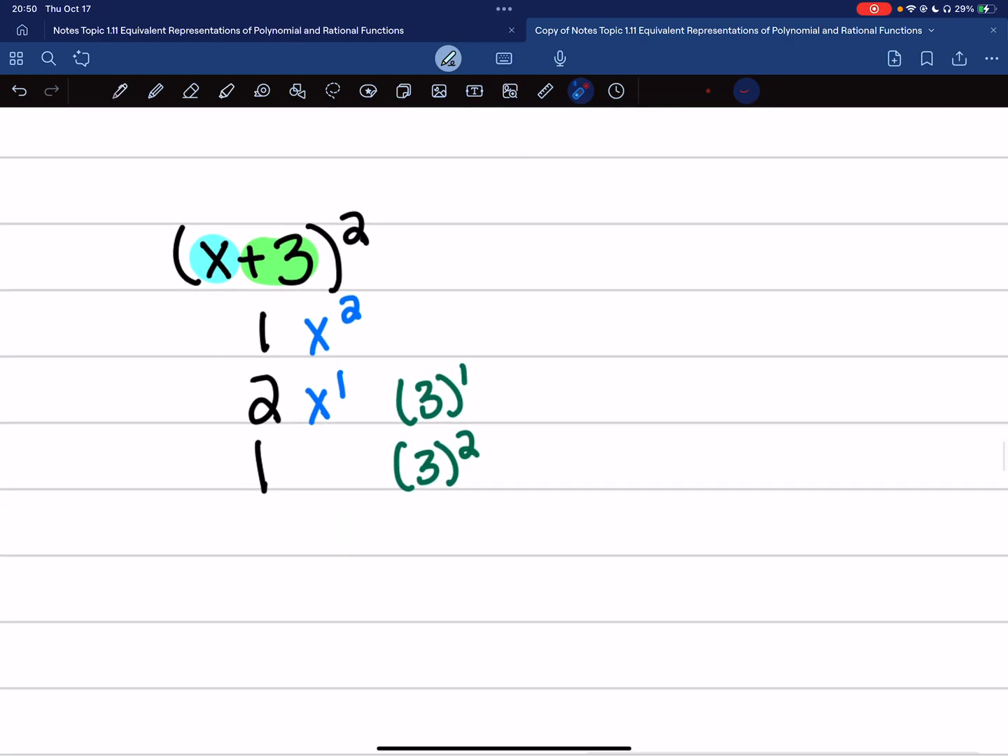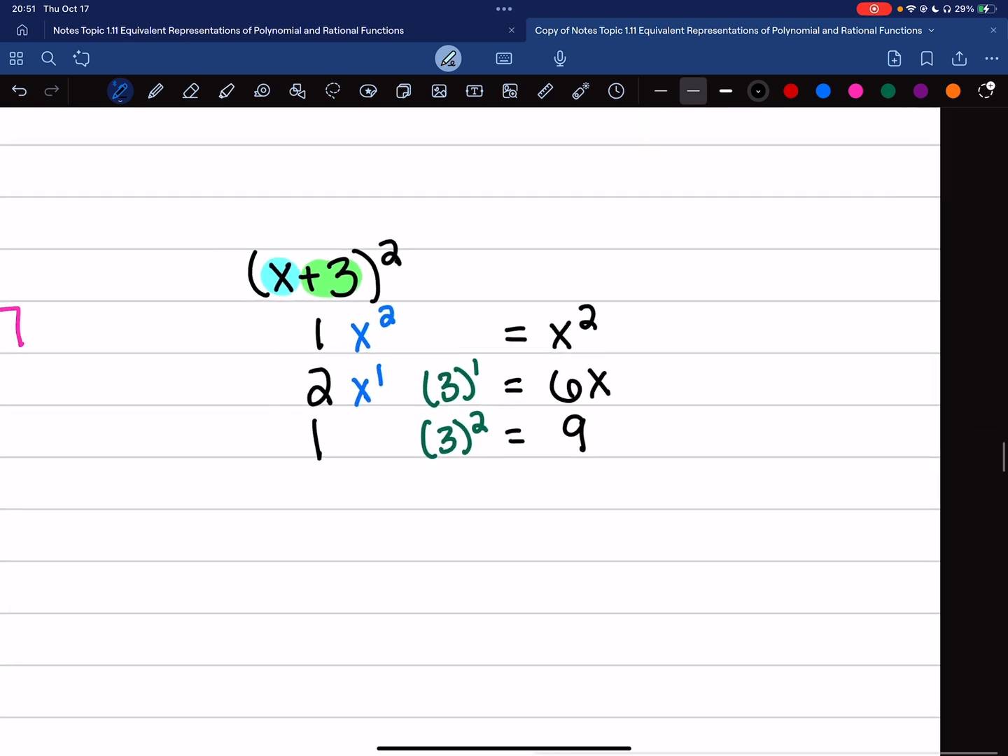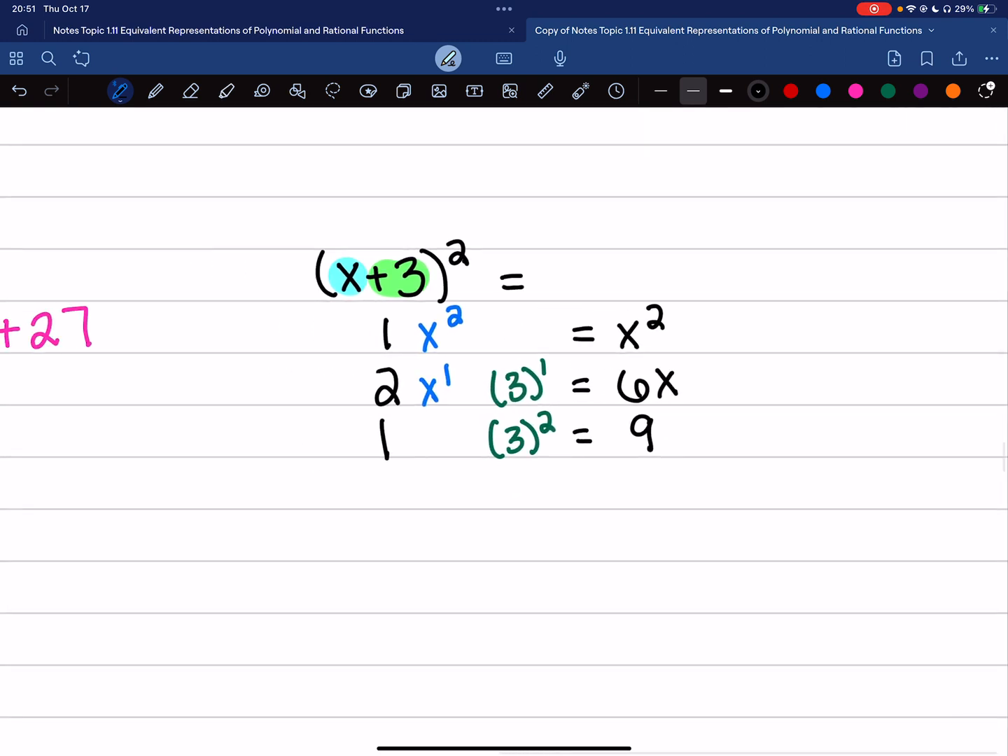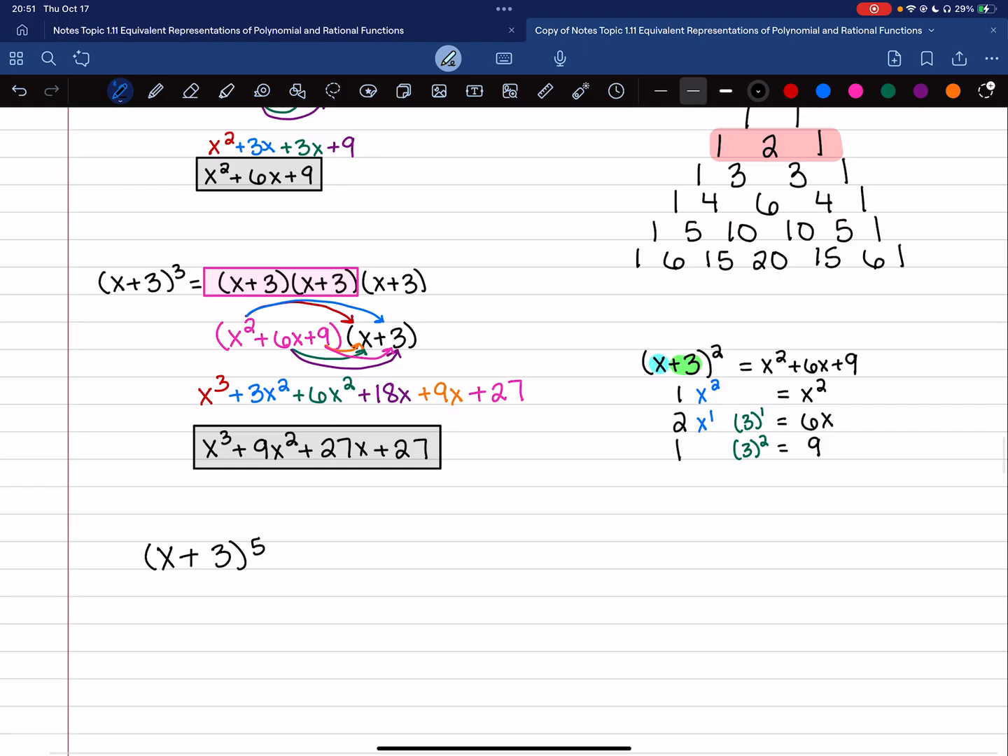Okay? Now from here, we just simplify it and multiply it out. So 1 times x squared is x squared. 2 times x times 3 is just 6x. 1 times 3 squared is 9. And so what this tells us is that x plus 3 squared is just x squared plus 6x plus 9. And that is the exact same thing that we got up here.